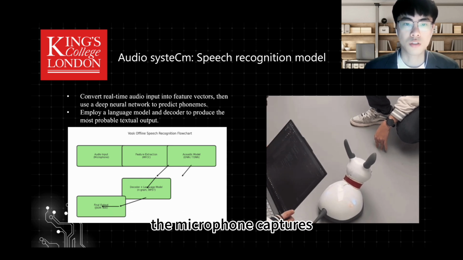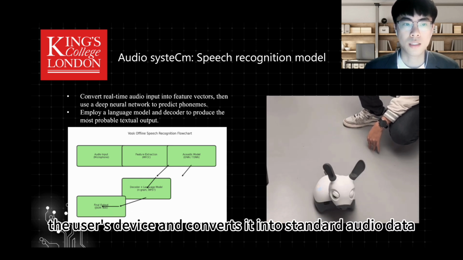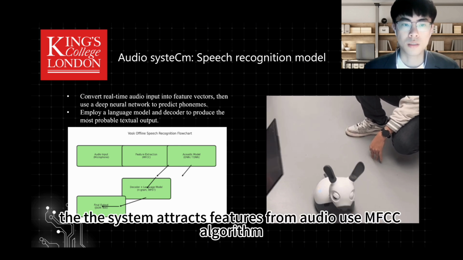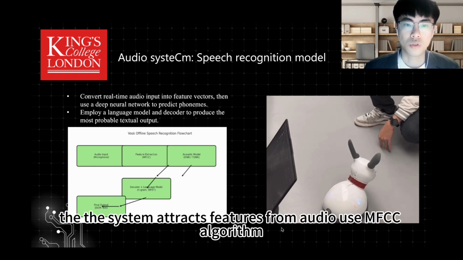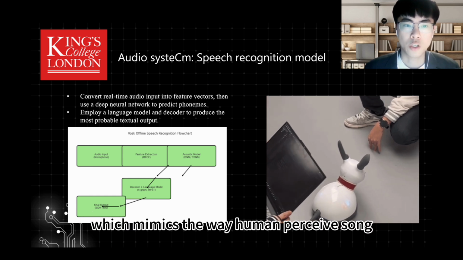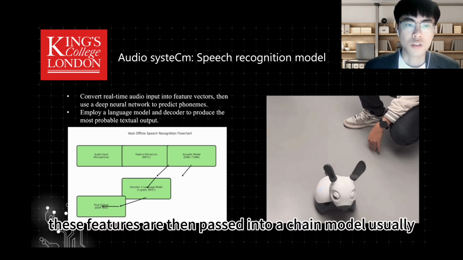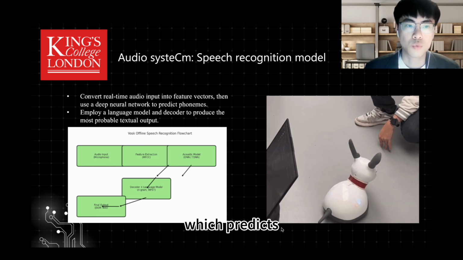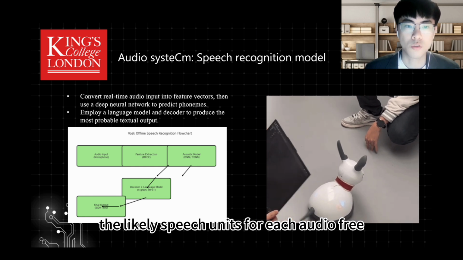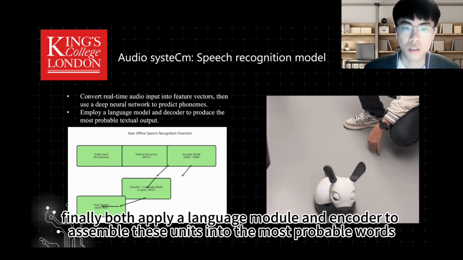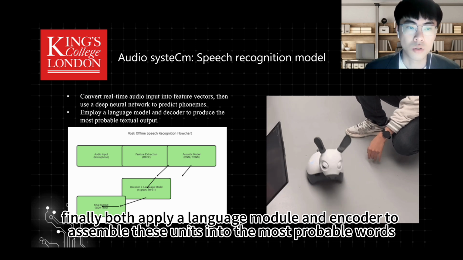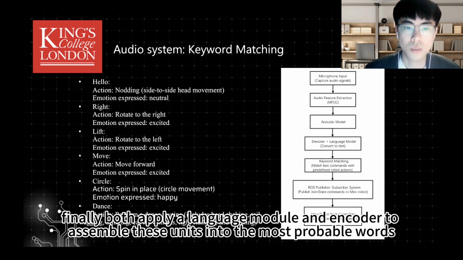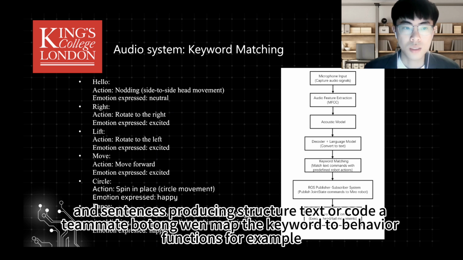First, the microphone captures the user's voice and converts it into standard audio data. Then, the system extracts features from the audio using the MFCC algorithm, which mimics the way humans perceive sound. These features are then passed into a trained model, usually a deep neural network, which predicts the likely speech units for each audio frame. Finally, Vosk applies a language model and decoder to assemble these units into the most probable words and sentences, producing structured text output. A teammate's module then maps the keyword to behavior functions.